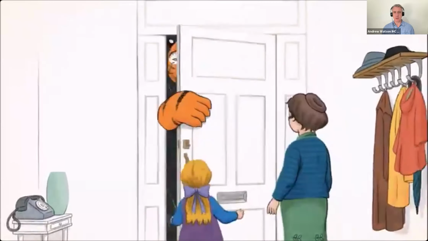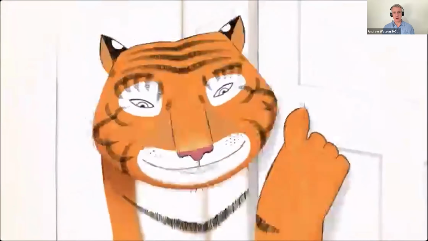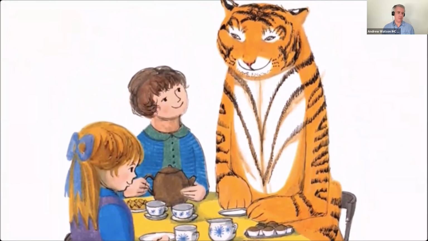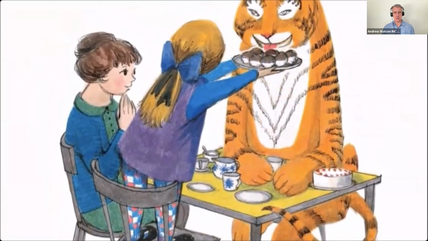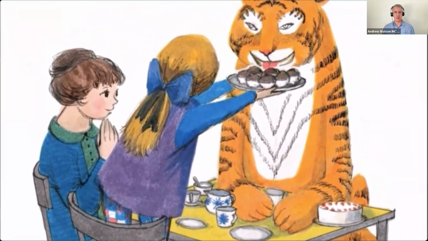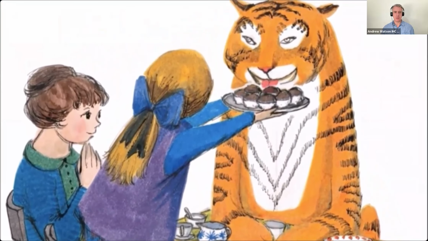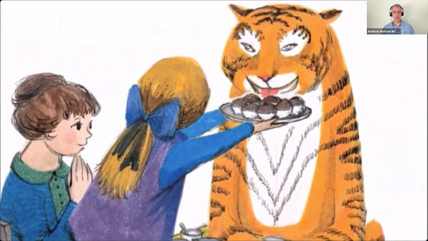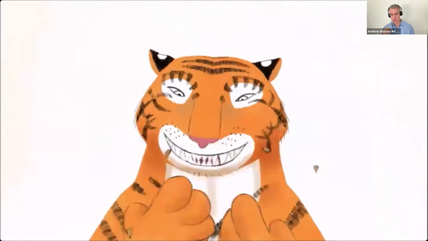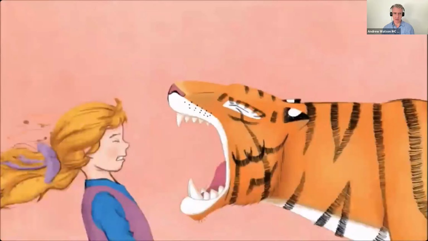Sophie opened the door, and there was a big, furry, stripy tiger. Do you think I could have tea with you? Sophie's mummy said, "Of course, come in." So the tiger came into the kitchen and sat down at the table. Sophie's mummy said, "Would you like a sandwich?" But the tiger didn't just take one sandwich. He took all the sandwiches on the plate and swallowed them in one big mouthful. Oh, and he still looked hungry, so Sophie passed him the buns.